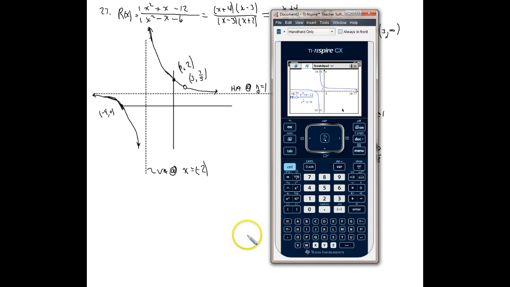So that was problem 27. We should be able to see how easy that is to do.